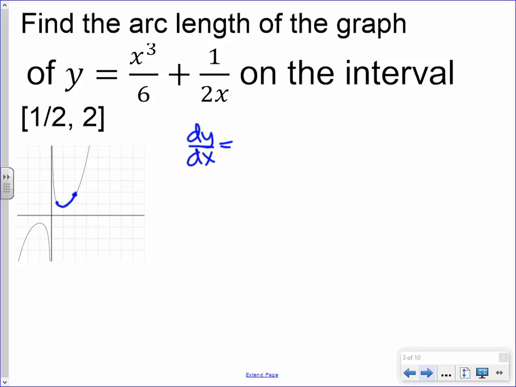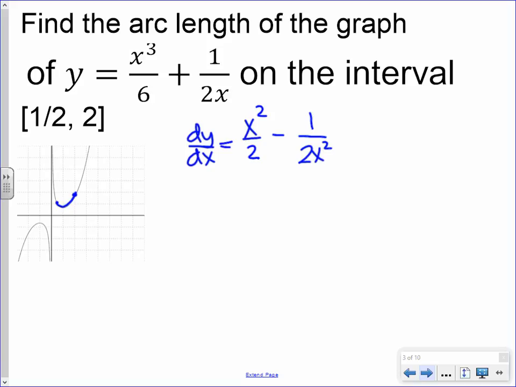What is the derivative of x cubed over 6? X squared over 2. And what's the derivative of 1 over 2x? Maybe 1 over x squared. Do you agree with Josh? Power rule, drop the exponent, decrease it by 1. So minus 1 over 2x squared.